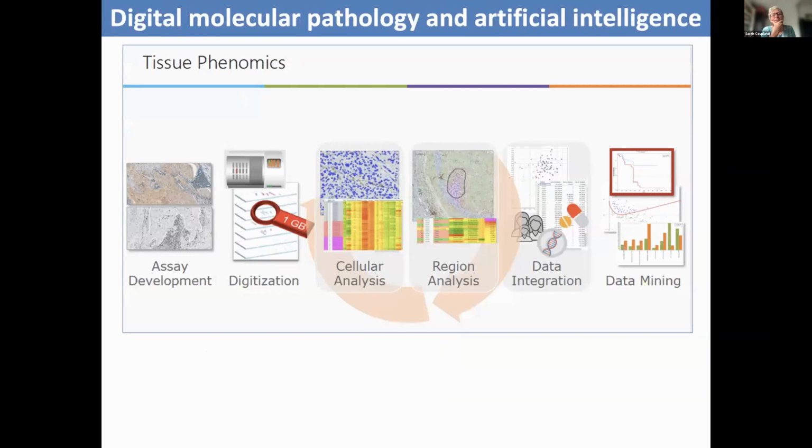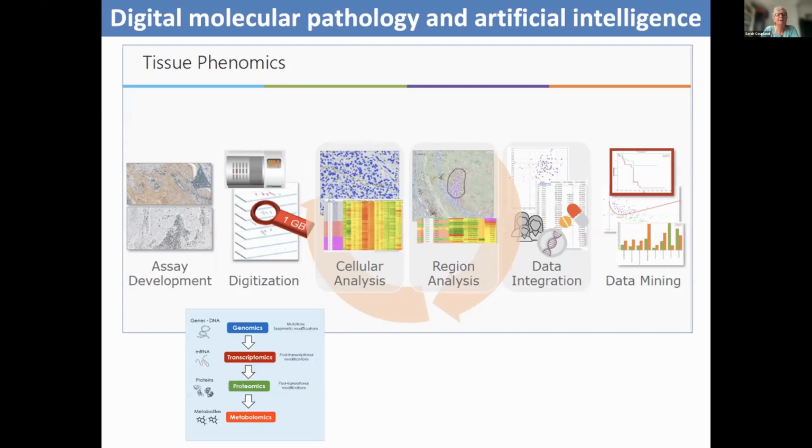And I think really with all of the different techniques which are rapidly being developed and also are becoming more accessible in terms of their costs, we can have a combination of data in terms of what is being called tissue phenomics, so that we can look at not only the genomics, the transcriptomics, the proteomics, and even the metabolomics, and combine all of these data using AI.